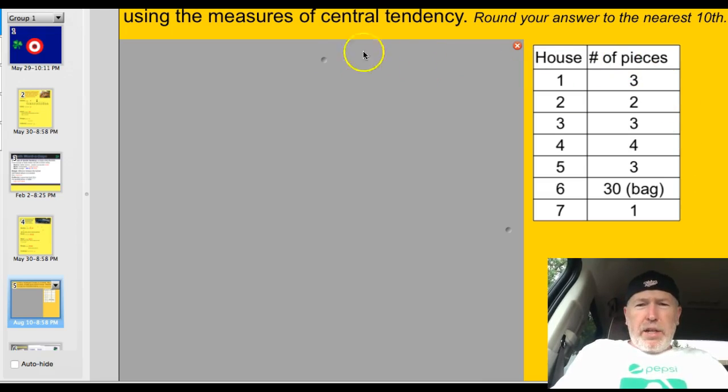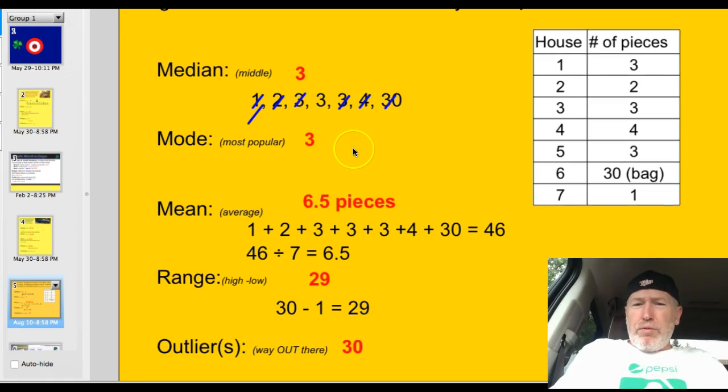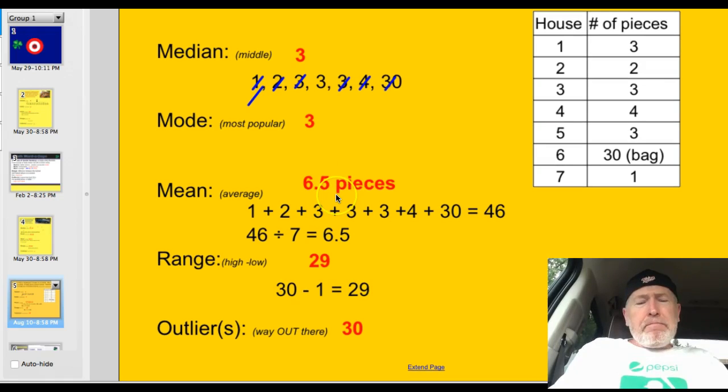All right, let's see how you did here. I'm just going to close this down. So the median, I got 3. There were 7 values there, and the middle one was 3. The most popular number, or the mode, was also 3. Remember that mode is popular. The mean, 6.5 pieces. When you add all of these up, I had 46. 46 divided by the 7 scores was 6.5.